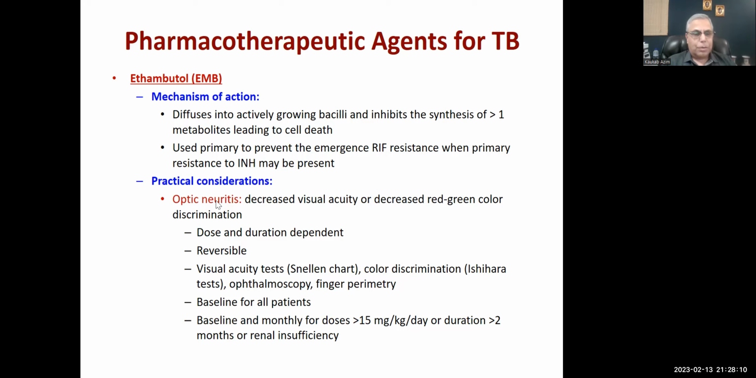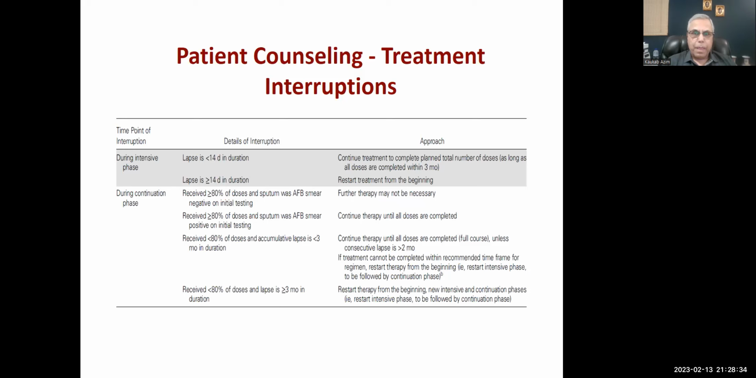Practical consideration: optic neuritis, color blindness. So in all cases, what you have to do, you have to take baseline tests. You have to take baseline hepatic enzymes, baseline blood test, okay? CBC. You have to do baseline eye examination as well. Okay, so that is what you have to keep in mind.